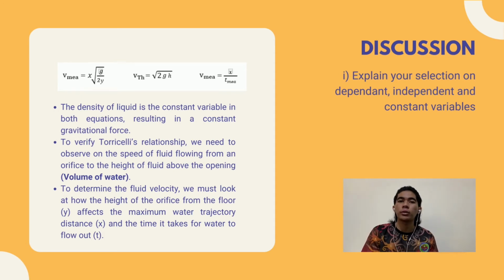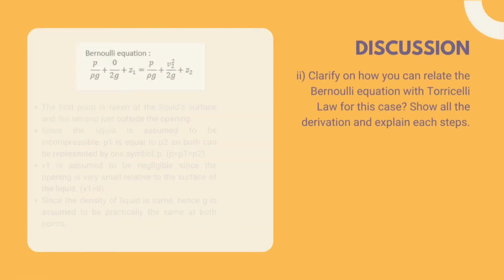Second, the independent variable. To verify Torricelli's relationship, we need to observe the speed of fluid flowing from an orifice relative to the height of fluid above the opening. And lastly, the dependent variable. To determine the fluid velocity, we must look at how the height of the orifice from the floor y affects the maximum water trajectory distance x and the time it takes for the water to flow out.